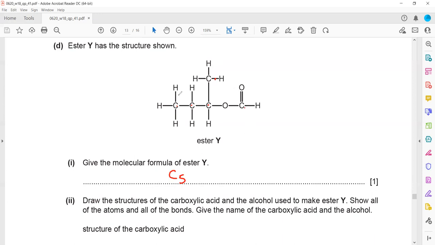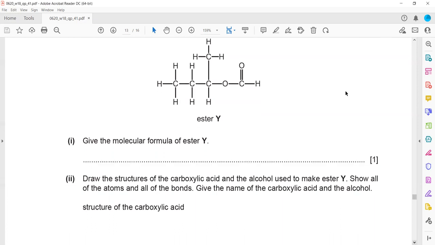Sorry, 10 hydrogen are there. 3, 6, yeah. 10 hydrogen are there, and how many oxygen? There are 2 oxygen. Then draw the structure of carboxylic acid and alcohol which used to make this ester.